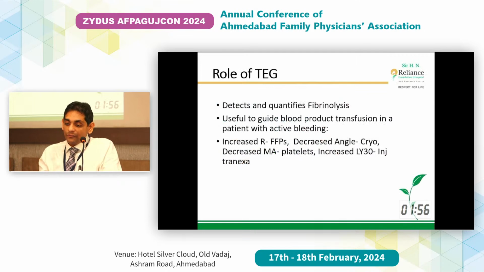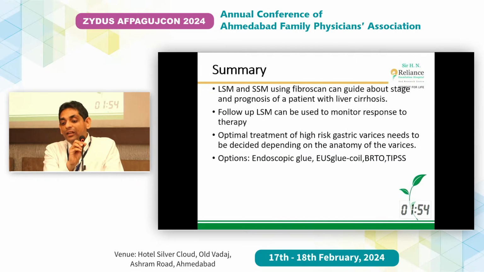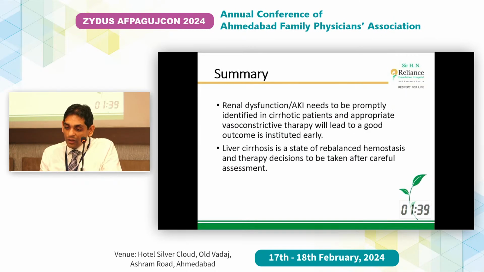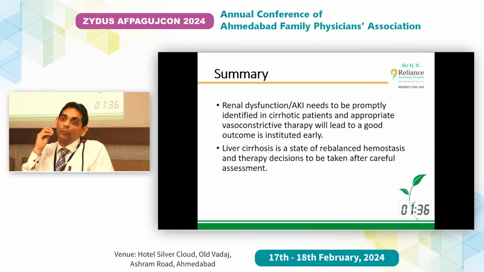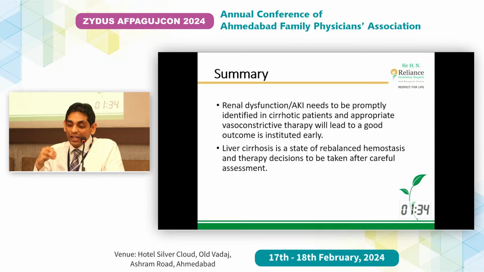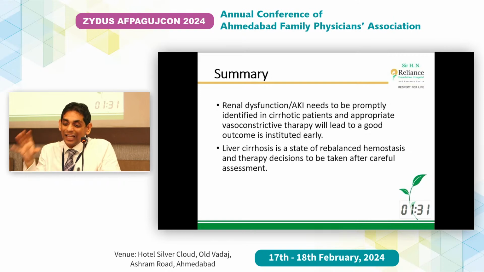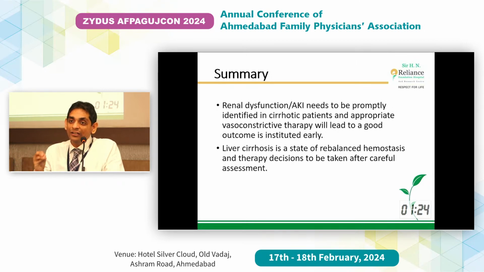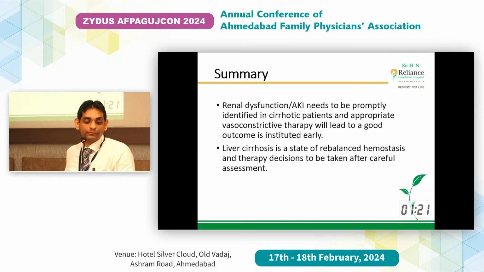Two minutes left. Last slide. So in the summary, liver stiffness assessment and spleen assessment are very important tools. You can do this through point of care testing with FibroScan. Optimum treatment of gastric varices is very important, and anatomy assessment is important, so you can choose BRTO, PARTO, CARTO. Renal assessment is very important. You don't allow the patient's creatinine to go up to 1.5 and then react, and the newer definitions help you to optimally time the intervention. And we have to remember that liver cirrhosis is a state of balanced hemostasis, and using unnecessary products is not a good idea. Thank you.